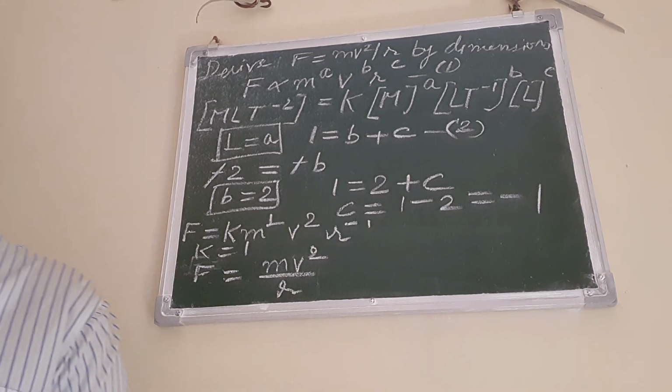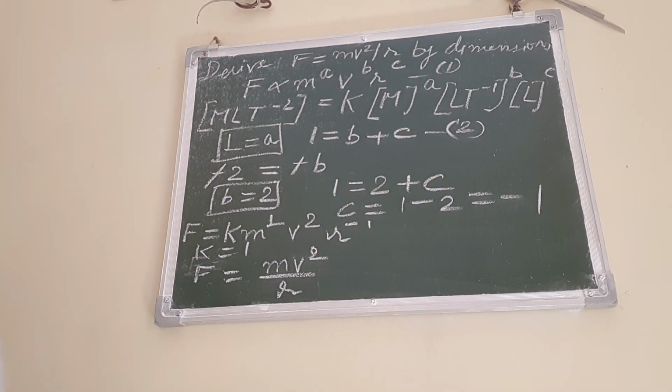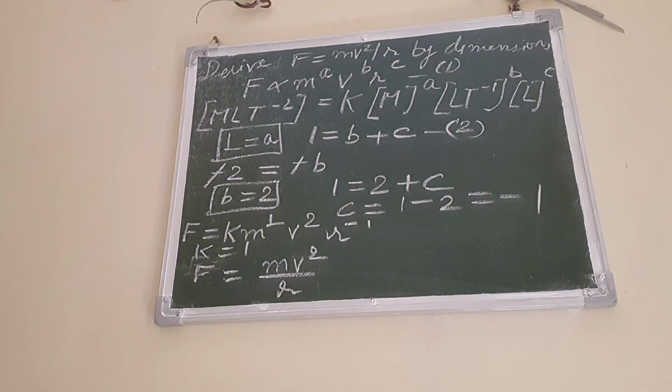So I think you all might have understood this question. So we are going to understand this question once more. Derive the formula F is equal to mv square by r, the centripetal expression, by means of dimensional analysis. So our equation becomes, F is the force. So F is directly proportional to m raised to power a, v is the velocity raised to power b, r is the radius, that is raised to power c. This is our first equation.